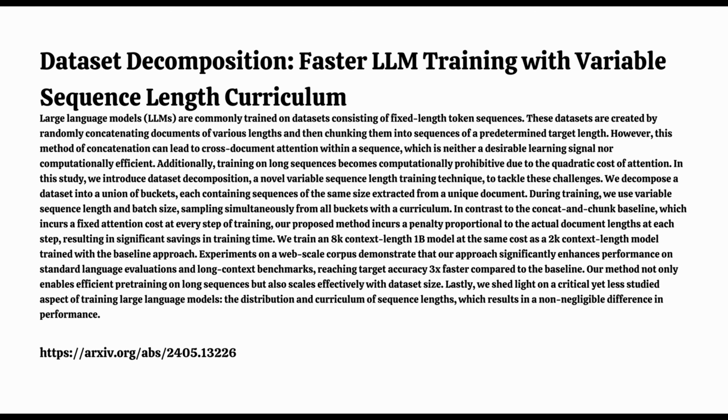Now, they didn't stop there. They also compared DD to other state-of-the-art techniques in Section 3.6. That's good science. They wanted to make sure DD wasn't just better than the traditional method, but better than the other best approaches out there. So what did they compare it to? 3 other methods: document masking, best fit sequence packing, and in-context pretraining, which they call ICLM.